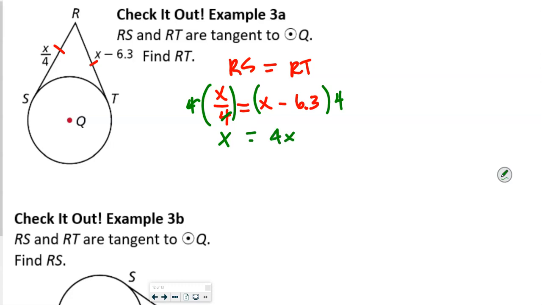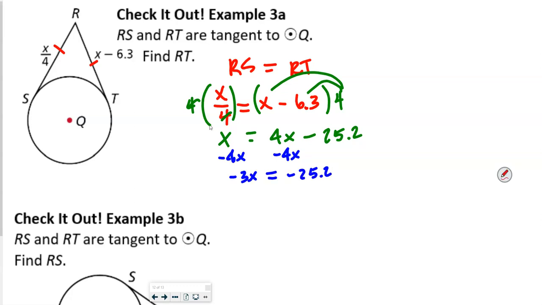And then we got 4x over here, and then we're going to do minus 4 times. Remember, we have to distribute this to both terms. Y'all remember this? So 4 times 6.3 is 25.2. Okay, now we're going to subtract that 4x from both sides. That's going to give us negative 3x is equal to negative 25.2. And then we're going to divide both sides by negative 3.